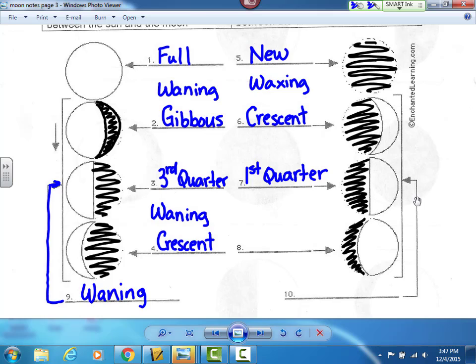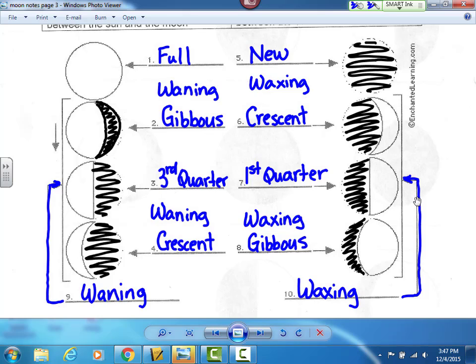And then we have waxing gibbous. Waxing is light on the right. All of the things that are labeled with this little arrow right here are on the waxing side of the cycle. Waxing is light on the right. Waning is light on the left. Okay, that should do it for the phases of the moon notes.